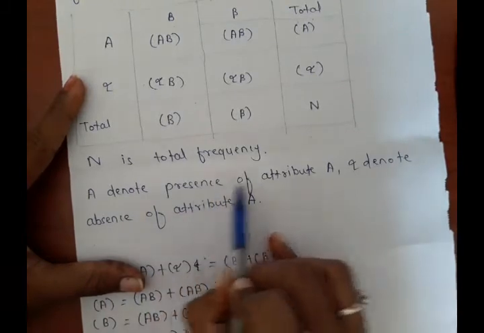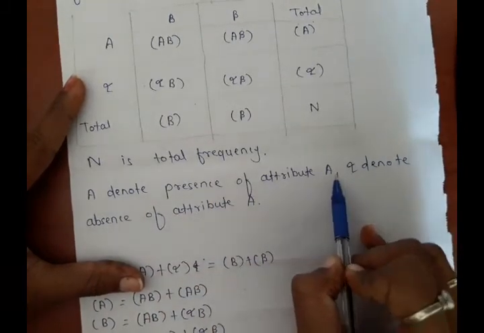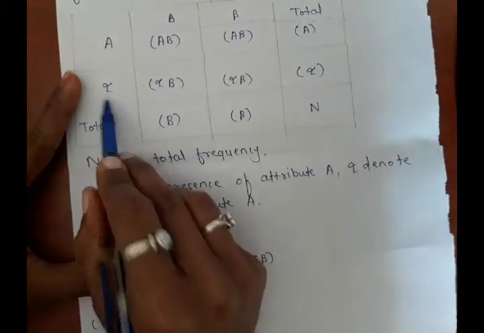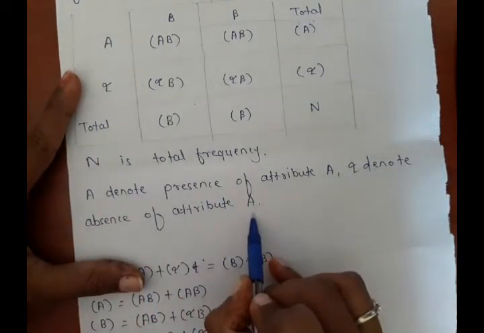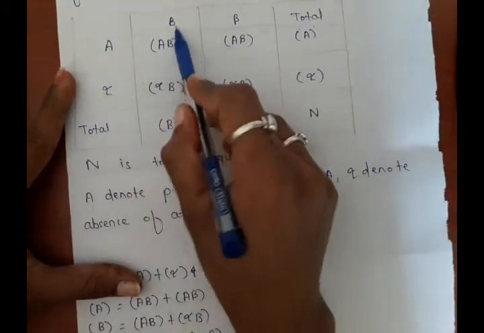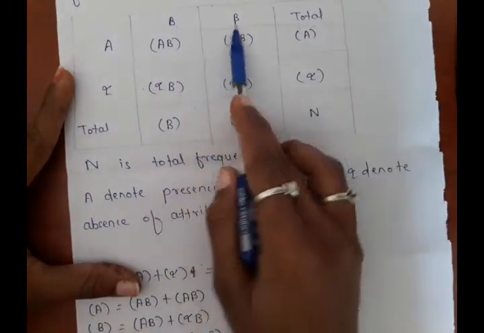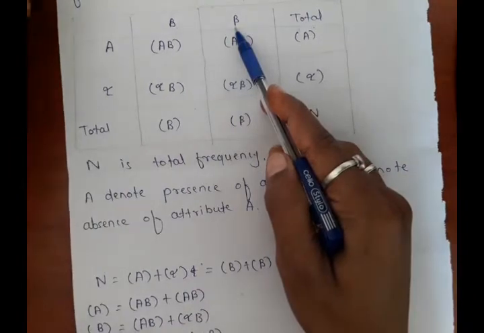A denotes presence of attribute A, and alpha denotes absence of attribute A. Similarly, B denotes presence of attribute B, and beta denotes absence of attribute B.